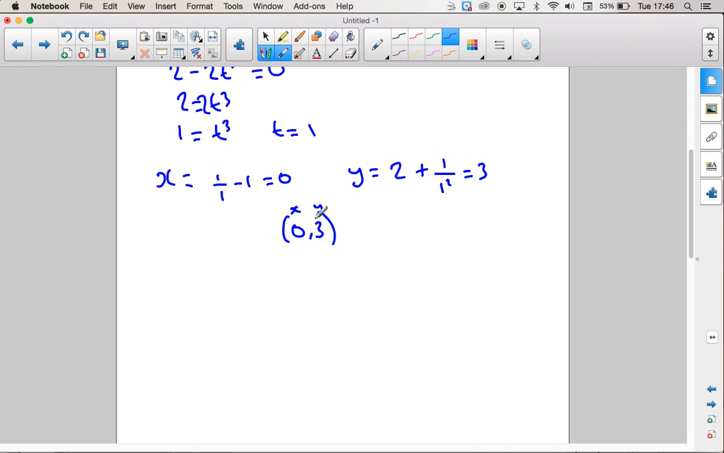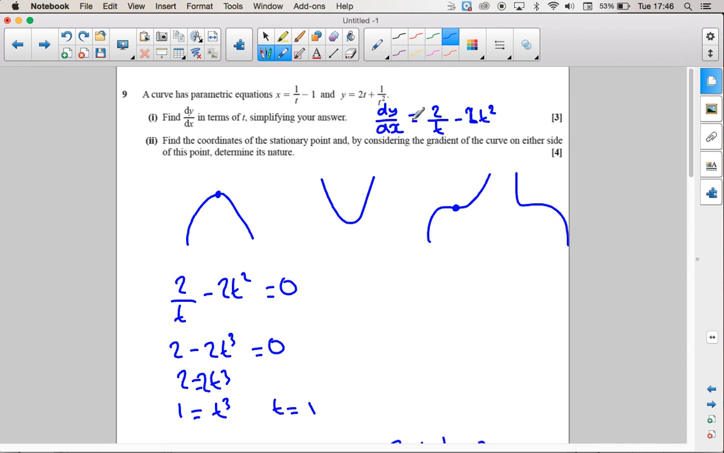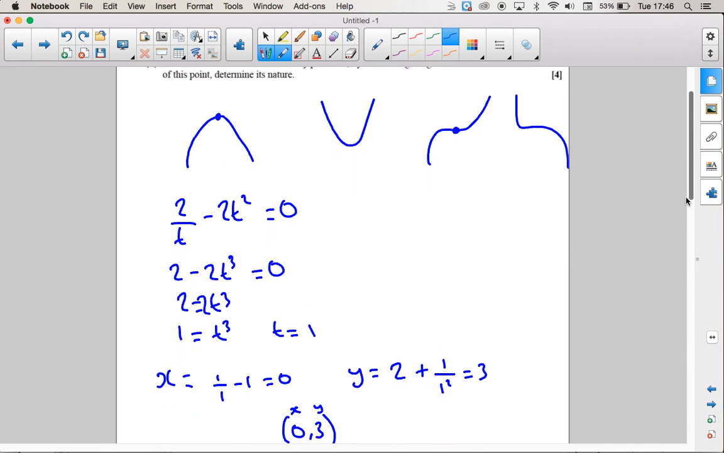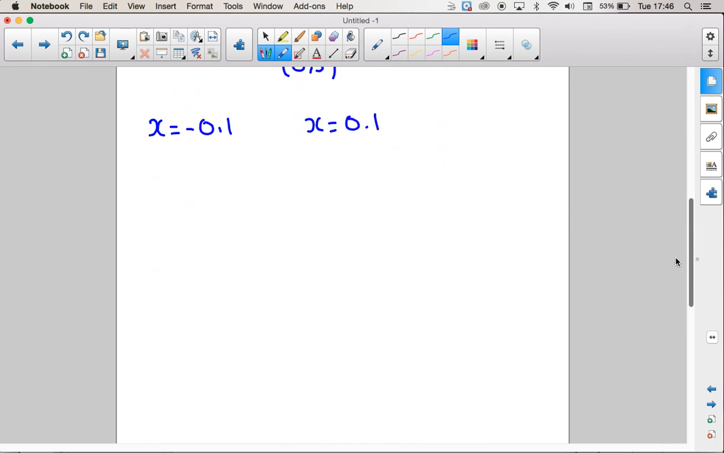So we now need to look at a coordinate either side of this stationary point. So it's usually good to keep close to the x coordinate. So I'm going to look at when x is minus 0.1 and when x is positive 0.1. I do need to work out what t values that relates to so I can substitute it into the gradient function. So x was 1 over t minus 1.